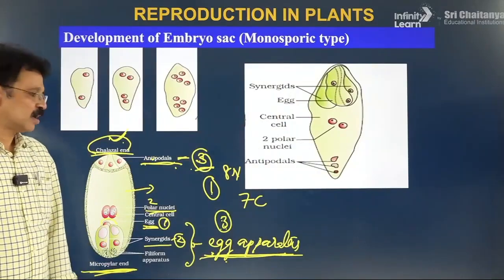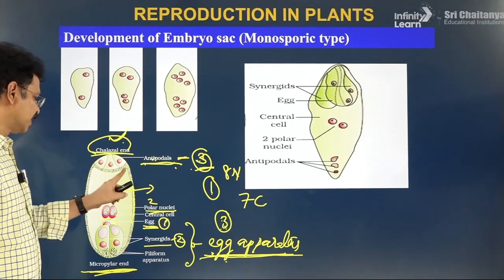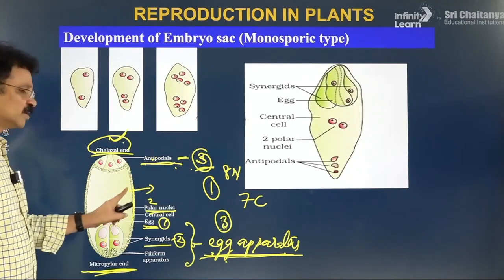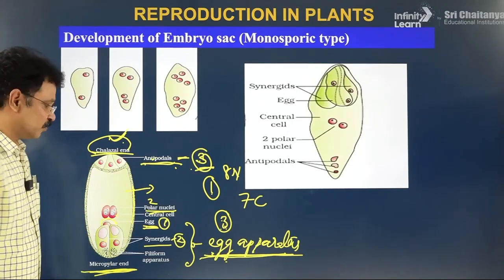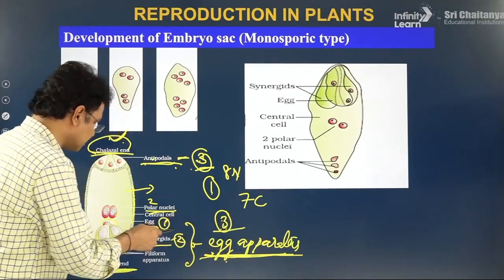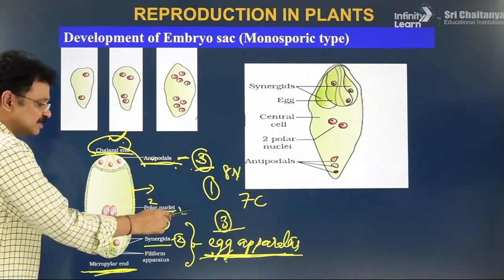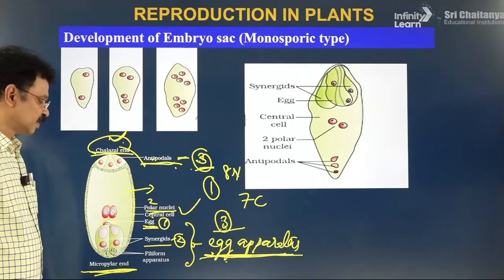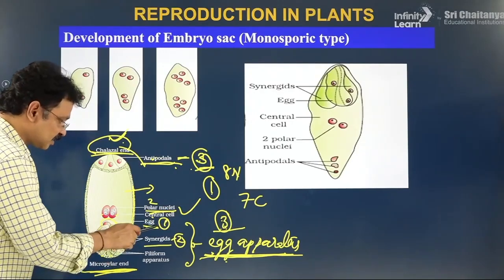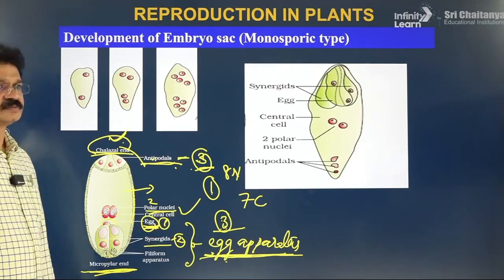Largest cell of an embryo sac is the central cell, occupying a maximum of 80% volume of the entire embryo sac. Within the egg apparatus, out of 3 cells, the larger one is the egg. In the overall embryo sac, the largest cell is the central cell. Within the egg apparatus, the largest cell is the egg. Egg cell size is bigger than the top 2 synergids.